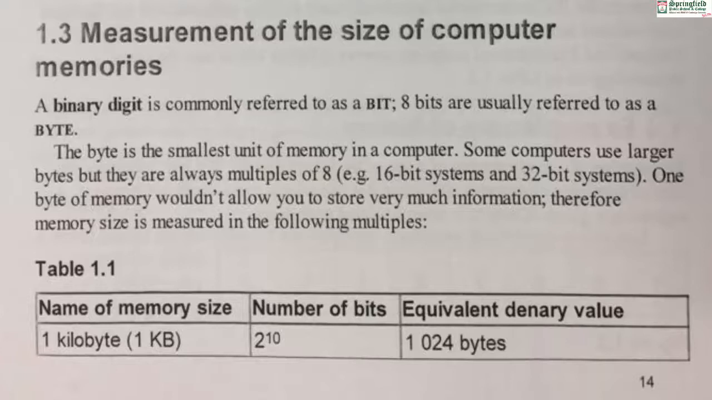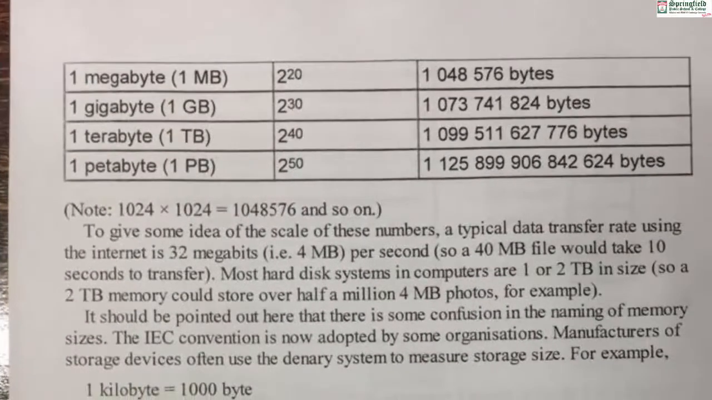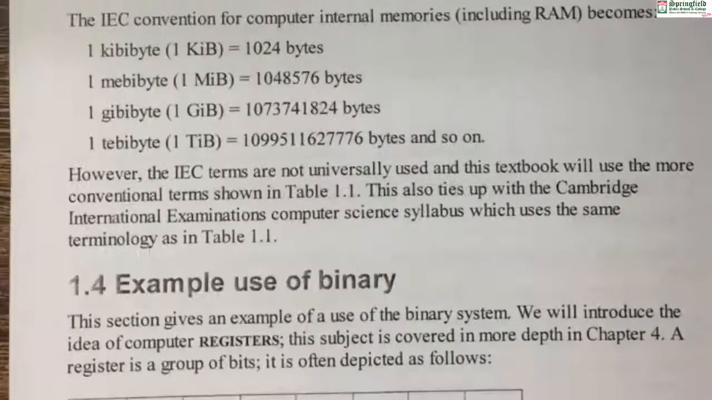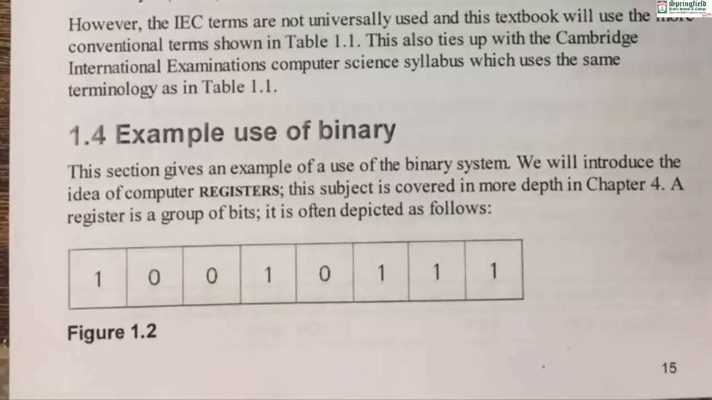So 1 byte of memory wouldn't allow you to store very much information. Therefore, memory size is measured in the following multiples. 1 kilobyte, number of bits 2 raised to power 10, and equivalent denary value is 1024 bytes. In the same manner, 1 megabyte, 1 gigabyte, 1 terabyte and 1 petabyte are also represented in denary.